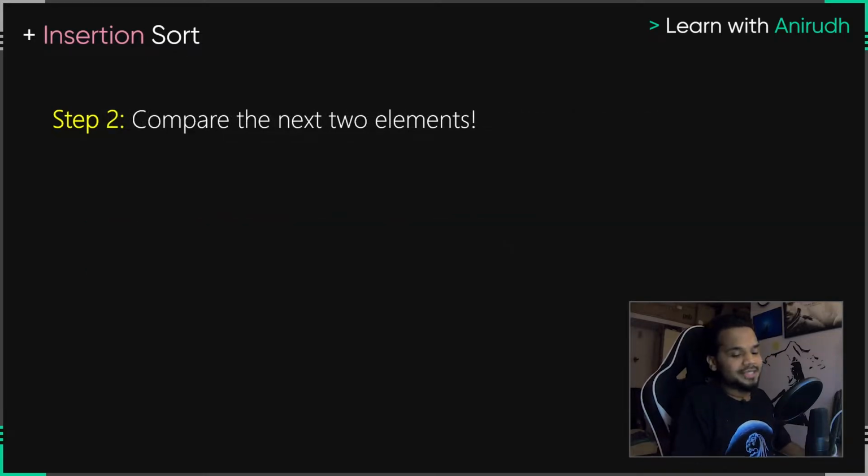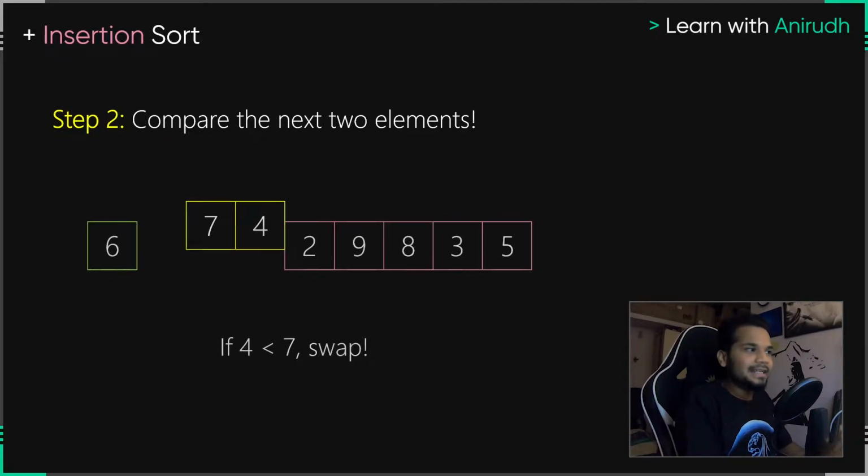Now, the second step is very simple. The second step is to just take a look at all the other elements that are out there and start comparing them. Now, what do I mean by that? Take a look at this on your screen. 6 was the first element. We assume that it is sorted and we threw it out to the left. Great.